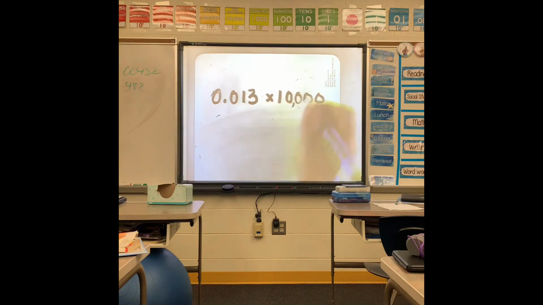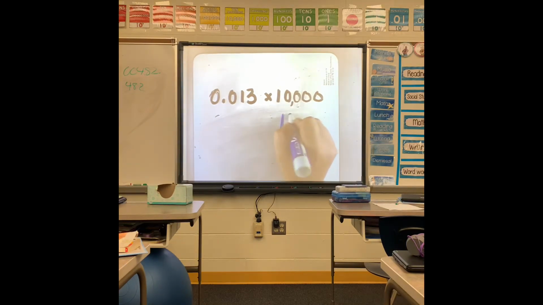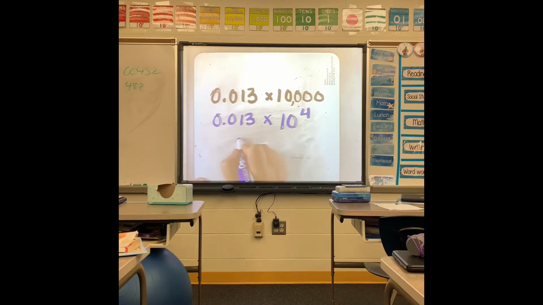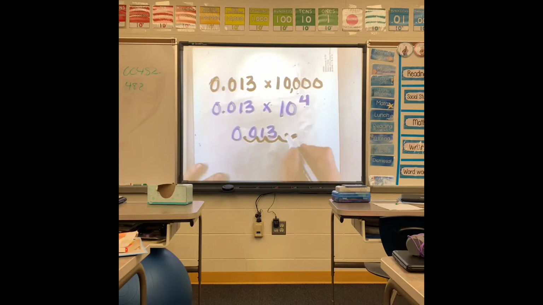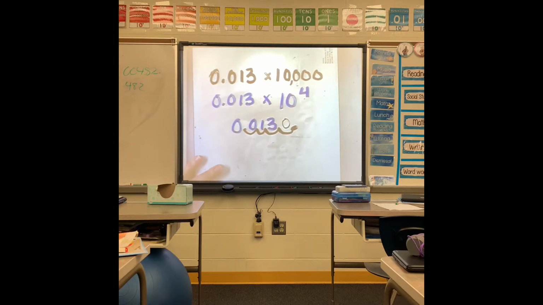Okay, now that's 13 thousandths times 10,000. You can also say 10 to the fourth because there are 4 zeros, 1, 2, 3, 4. Now with this one, I'm going to rewrite it down here just because I can already see that I'm going to need to add a 0. So I'm going to go 1, 2, 3, 4. That blank represents that you need to add a 0.